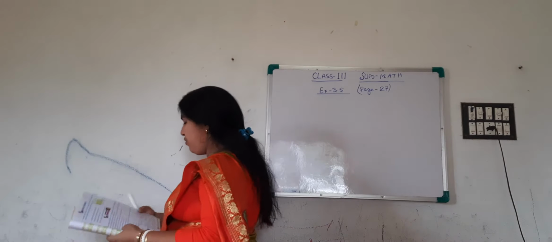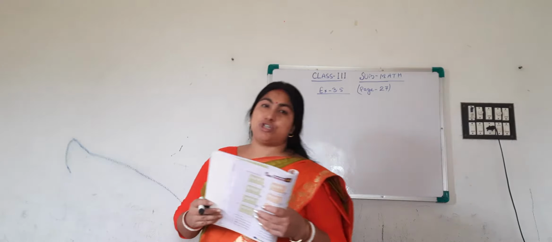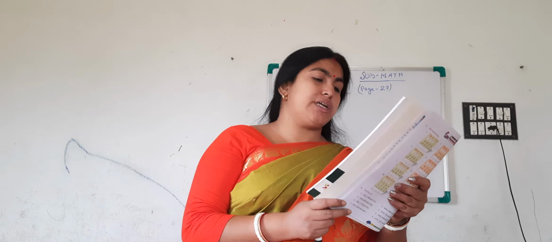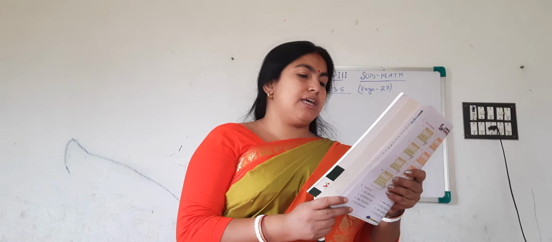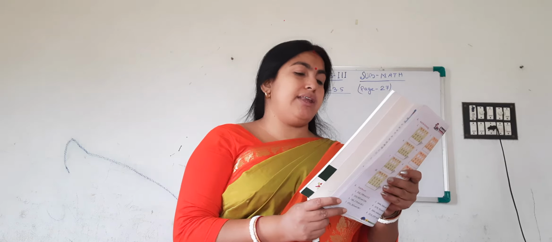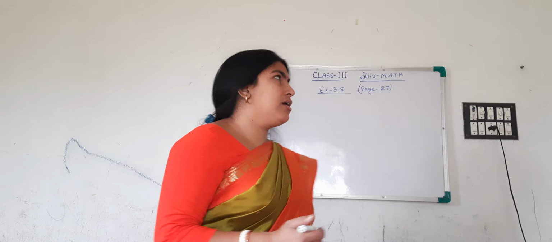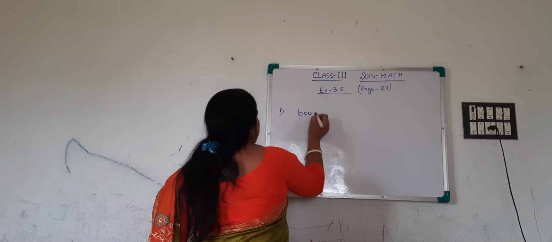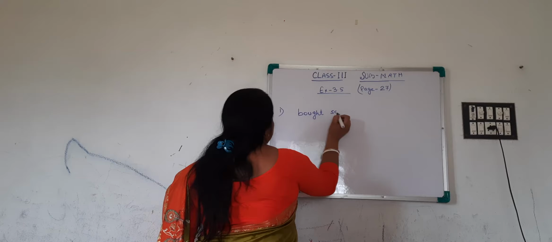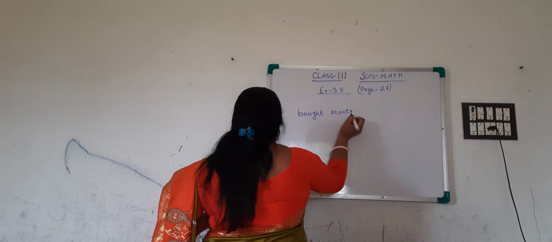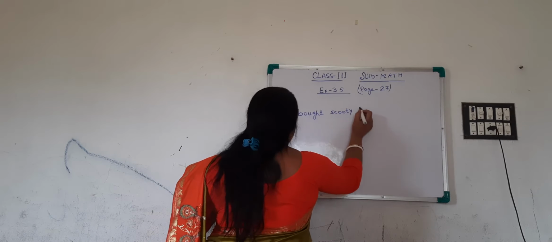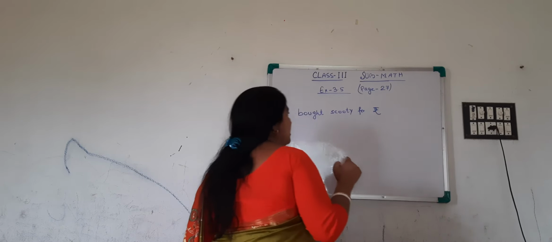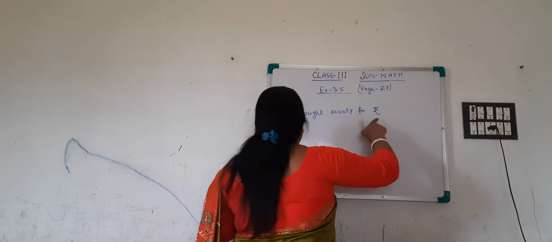Okay, now look at your first question. Abhinav bought an old scooty for ₹5,645. Okay. So the first question is, bought scooty for rupees. It's the symbol of rupees. Okay, it's given in a book. Rupees is a symbol, right?